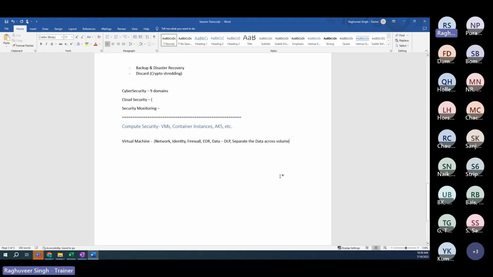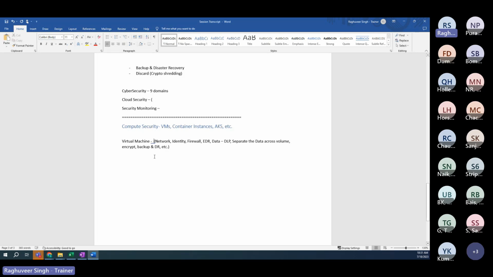Inside virtual machines, you have C drive, D drive, E drive, F drive. You will need to separate the data across volumes. Those drives are known as volumes in technology terminology. We need to separate the volumes based on the data that they contain, and accordingly, we need to encrypt the volumes. That's what we can do. You've rightly said backup and disaster recovery. We need to configure backup and DR for virtual machines. So these are some of the security configurations that we can do for virtual machines.